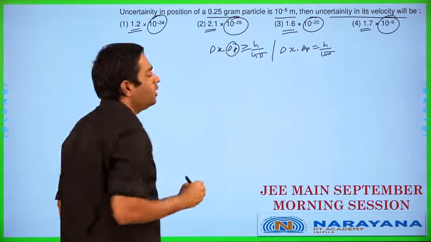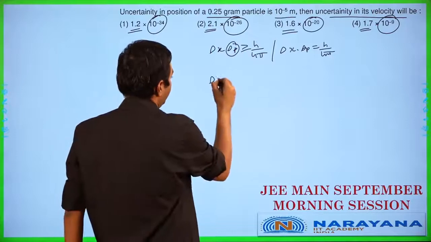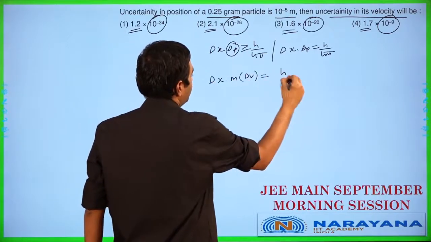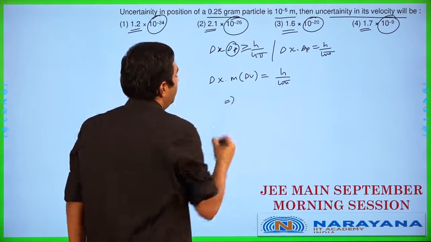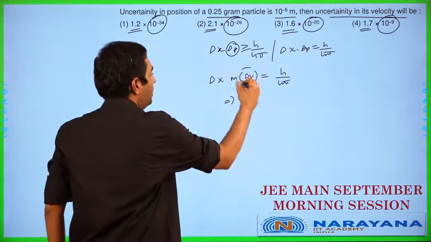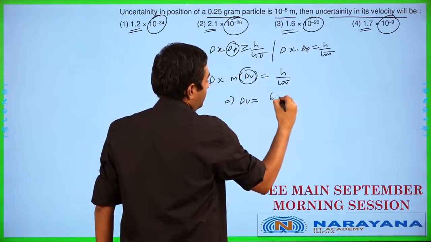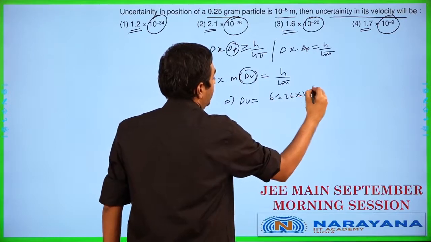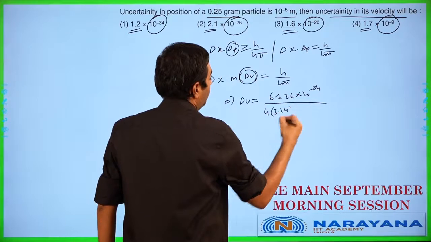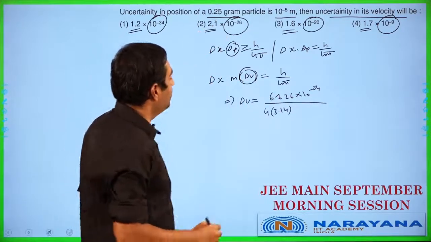Delta p is going to be change in momentum in this particular case. So we can put it as delta x into m into delta v is equal to h by 4 pi. Meaning they are asking us to calculate the uncertainty in its velocity. That means they are asking us to calculate delta v here. So delta v can be written as h, which is 6.626 into 10 power minus 34 divided by 4 into 3.14. And mass has been given as 0.25 grams.